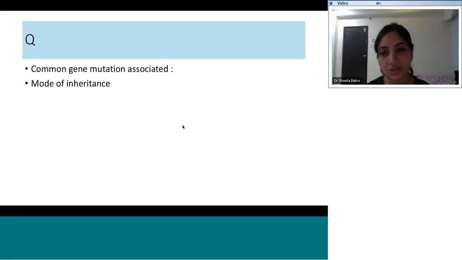So what is the commonest gene mutation associated with long QTc? We all know it is a genetic disorder, and yeah, it is KCNQ1. Very good. It is the commonest genetic mutation. And what is the mode of inheritance? Autosomal dominant. Okay. Anybody else?